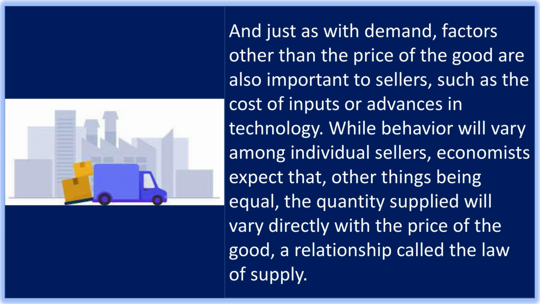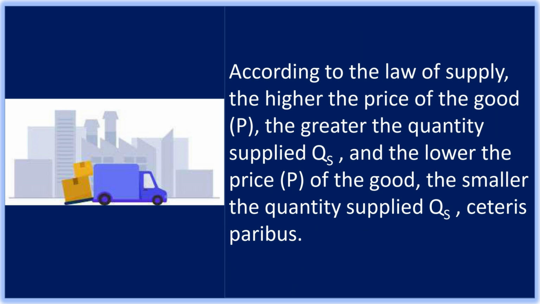And just as with demand, factors other than the price of the good are also important to sellers, such as the cost of inputs or advances in technology. While behavior will vary among individual sellers, economists expect that other things being equal, the quantity supplied will vary directly with the price of the good, a relationship called the law of supply. According to the law of supply, the higher the price of the good, the greater the quantity supplied, and the lower the price of the good, the smaller the quantity supplied, ceteris paribus.